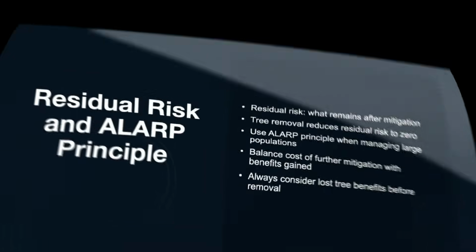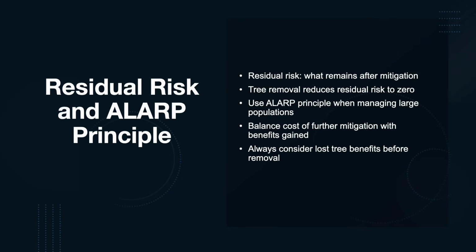To wrap up this chapter, residual risk is the risk that remains after mitigation. If the tree is removed and the stump is ground, the risk is zero. In many countries, the as low as reasonably practicable principle, or ALARP, is used to guide decisions, balancing cost and benefit. If the remaining risk is too high for the client's comfort, further action may be needed, but we must always consider what benefit would be lost if the tree were removed.